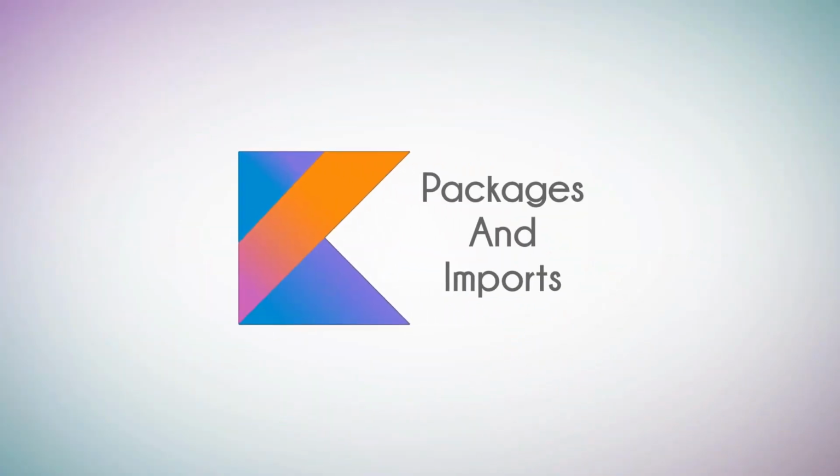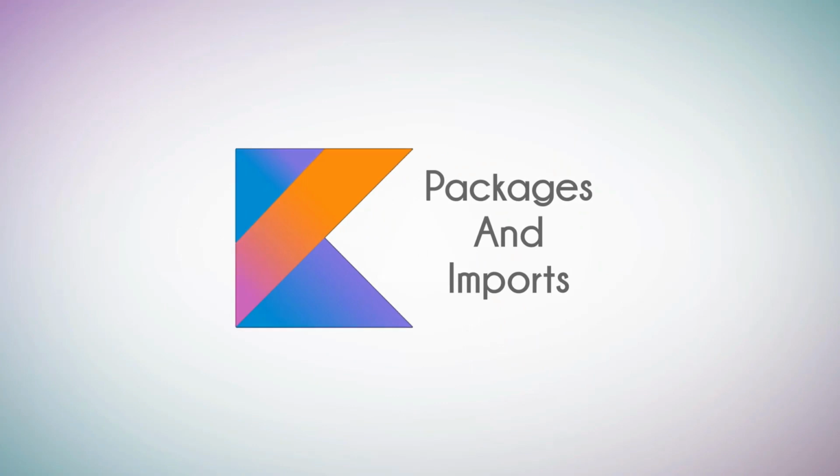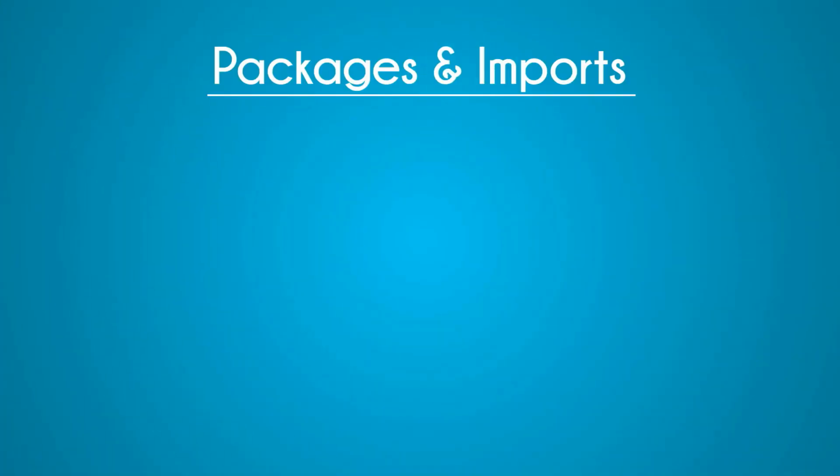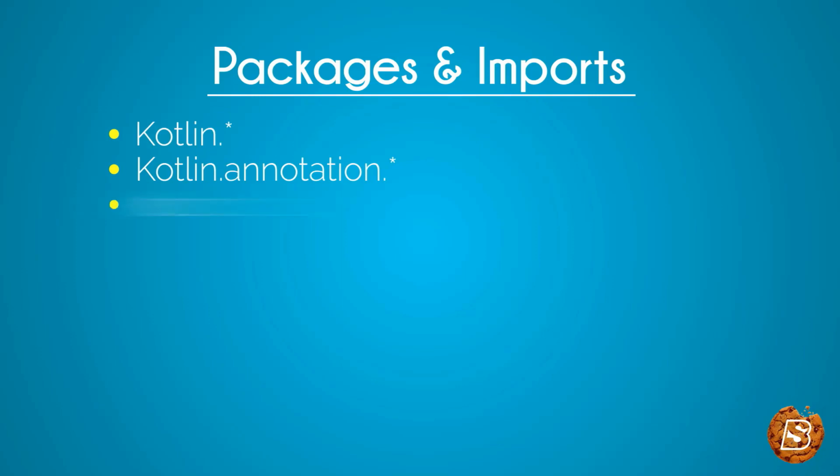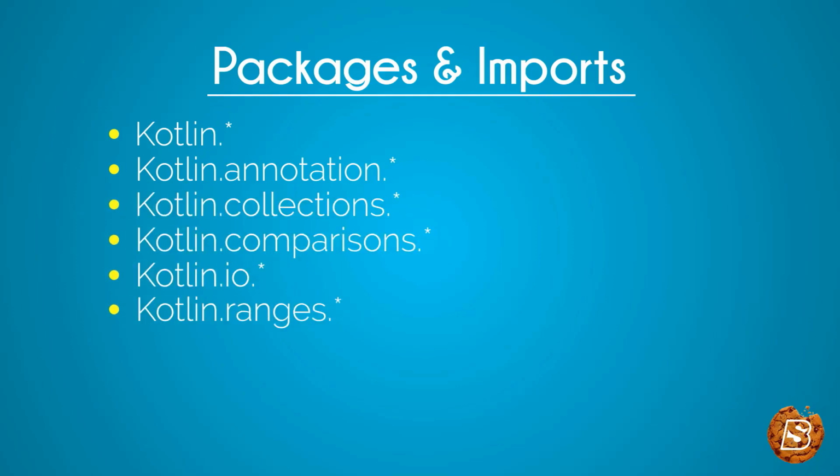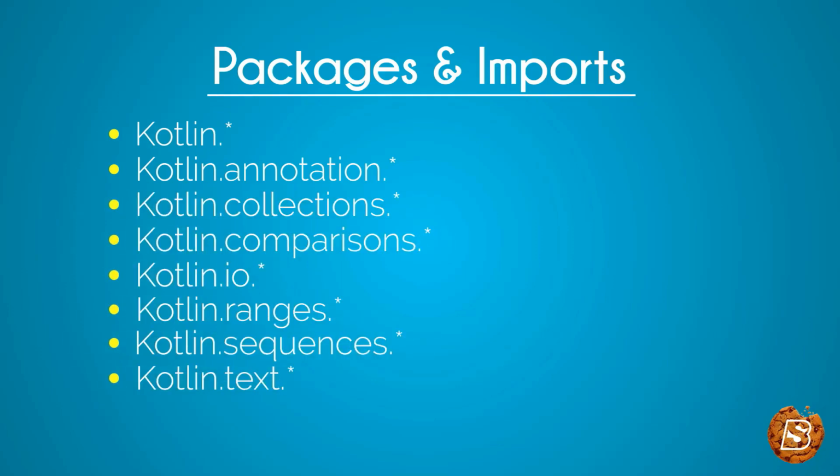In this lecture, we'll be exploring packages and imports. Any source file that we have can start with a package declaration. Now a package basically consists of classes and functions, and some of the packages that are available by default in every Kotlin file are kotlin.annotation, collections, comparisons, io, ranges, sequences, and text. So these are the default imports, you can say.